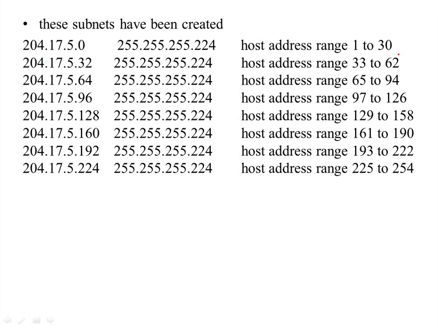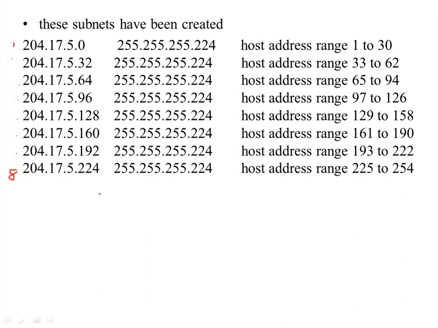Now this is from 0 to 31. Actually, 0 to 31 it should be. Then the second address will start from 32 to 63, that 1111 they have not considered. Then the next address will start from 64 to 95. The next address will start from 96 to 127, and so on. You can see that this is 1, 2, 3, 4, 5, 6, 7 and 8.